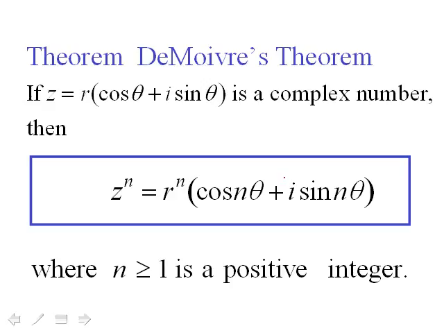So De Moivre's theorem provides a much more convenient way to calculate a power of a complex number than actually multiplying out binomial after binomial after binomial, which is how you would have to do it if you wrote the complex number in Cartesian form.